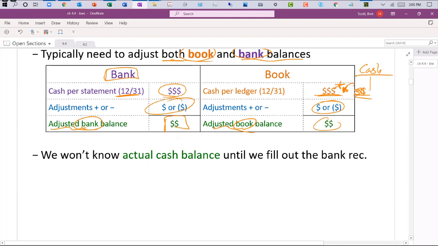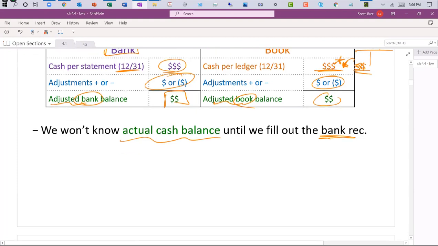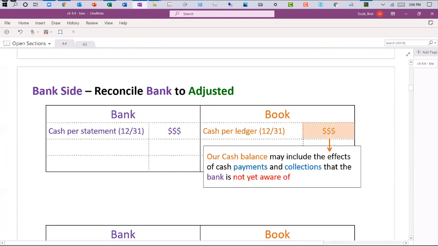So in this case, realize we don't really know what the true amount of cash is until we fill out the bank reconciliation. And remember, this is just a matter of a timing difference. We become aware of things after the fact. We need to make adjusting journal entries. The bank will take its sweet time updating its information as the information is received. So this is just for our personal records.